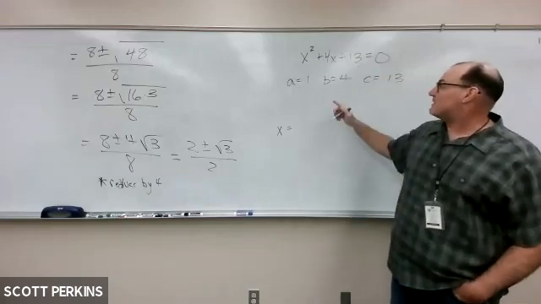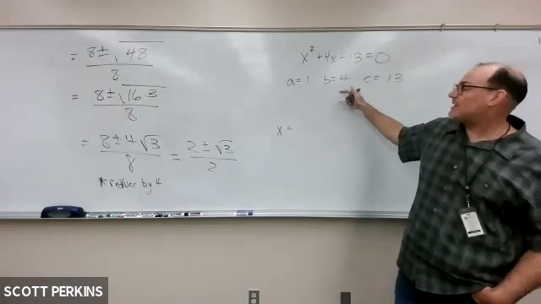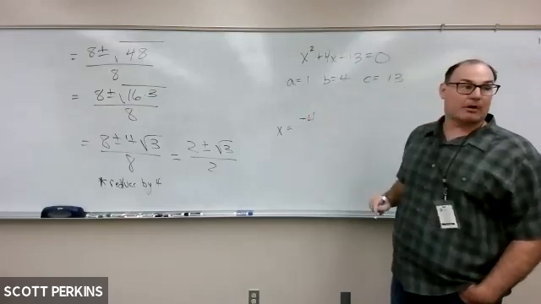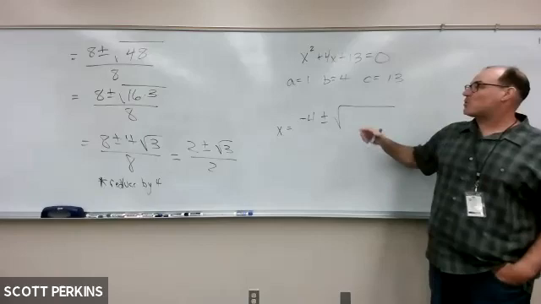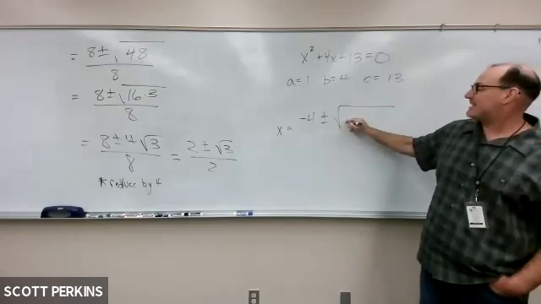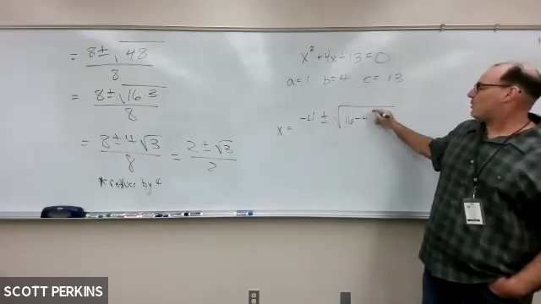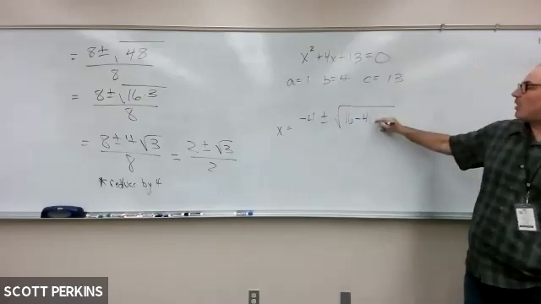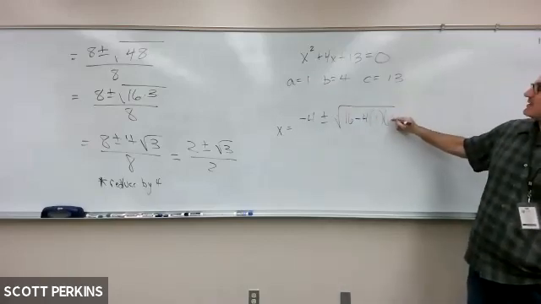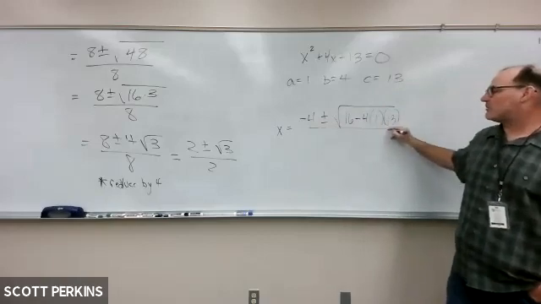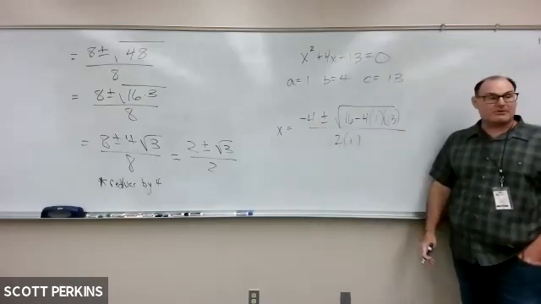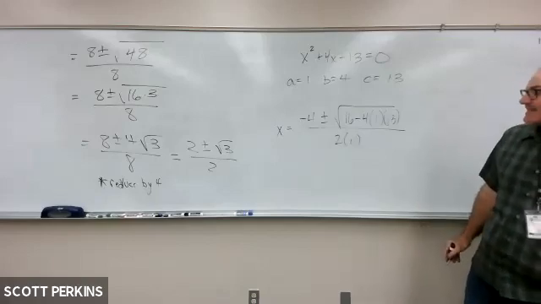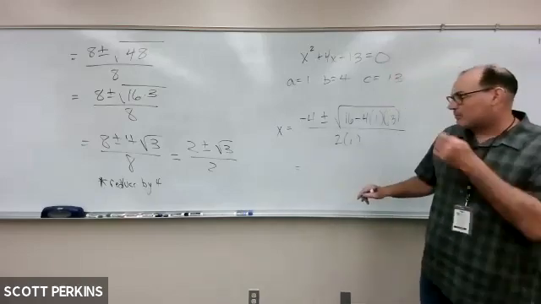So my negative B, this time B is 4. So negative B is going to be negative 4 plus or minus the square root of B squared. 4 times 4 is 16. Minus 4 times the value of A, which is 1. The value of C is 13. And all of that is over 2 times A, so 2 times 1. Okay, so now I have all of my numbers in the proper location. That is the second big challenge. And now it's an arithmetic problem.